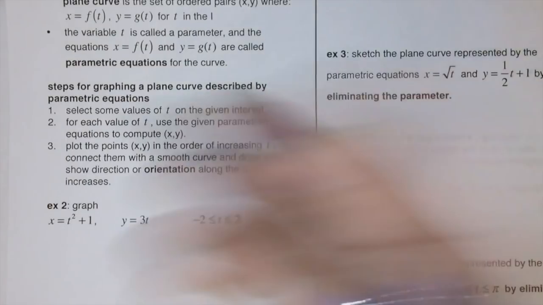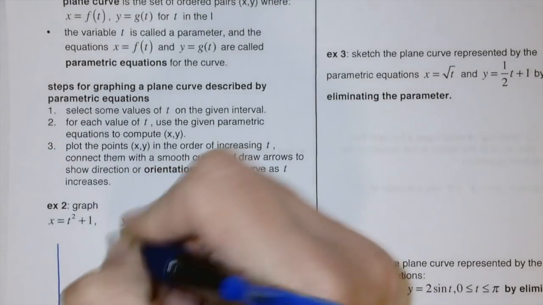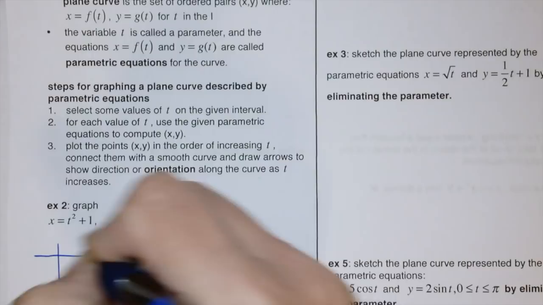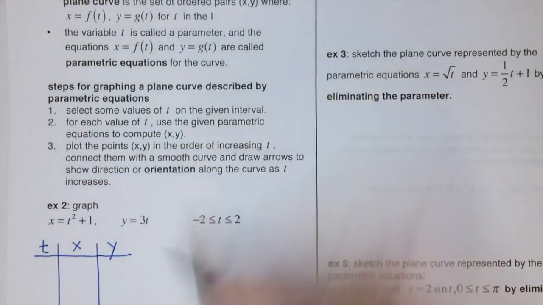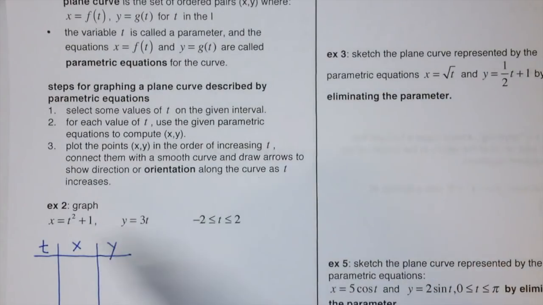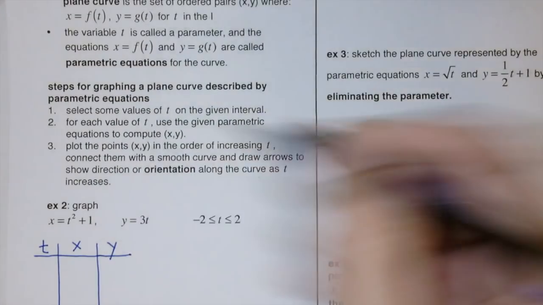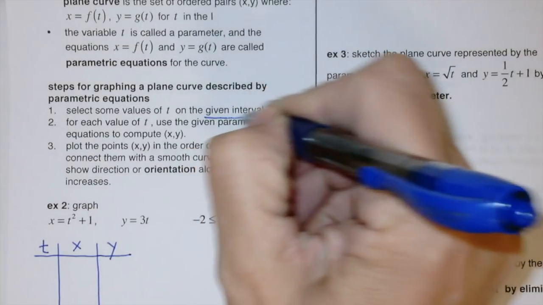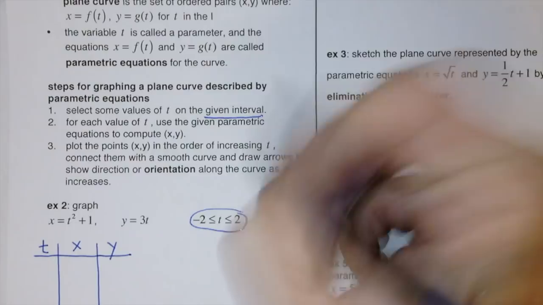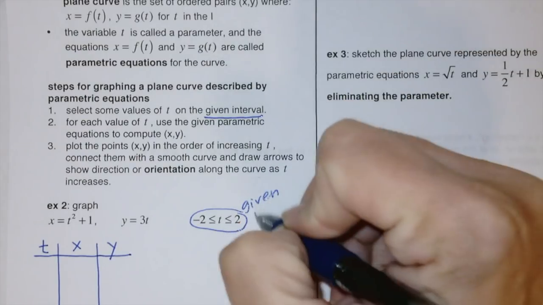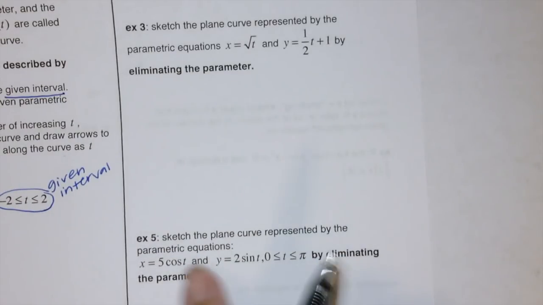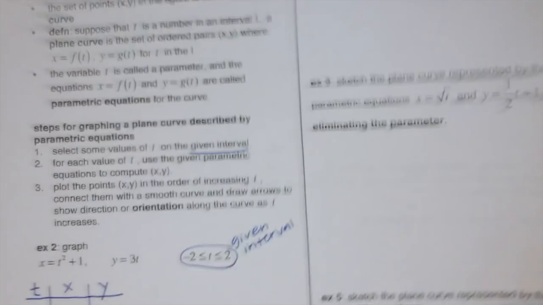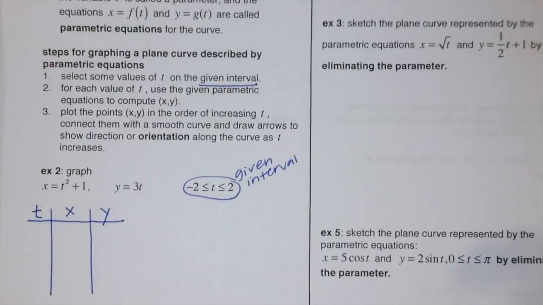So step 1 is going to be to select some values of t on the given interval. So I'm going to make a chart here just to organize my information. So I have t, x, y. I have to have those three instead of just an x and y because I had three variables. And then I'm going to pick some t's on the given interval. So here's my given interval right here. It will be different. If you look over at example 5 over here, look at that interval. It's from 0 to pi. It has to do with trig functions being involved. But just pay attention to your interval if one is given.